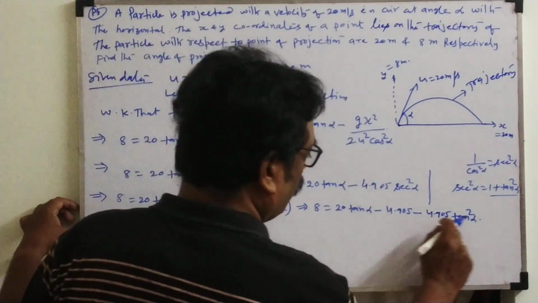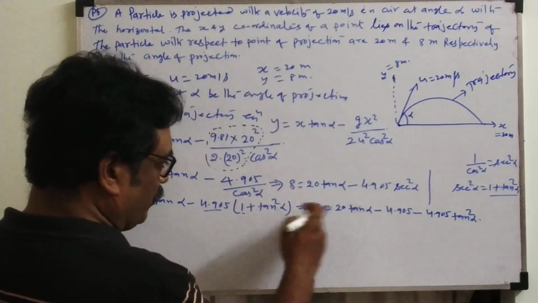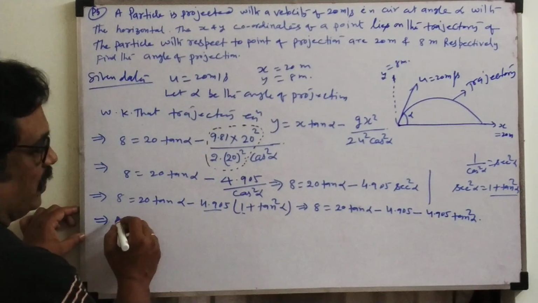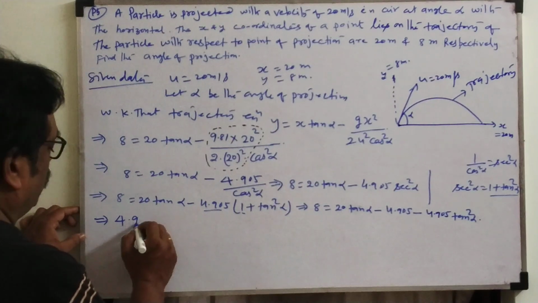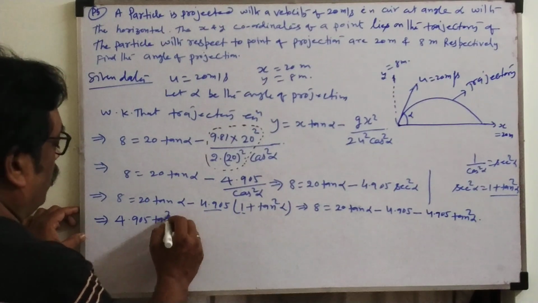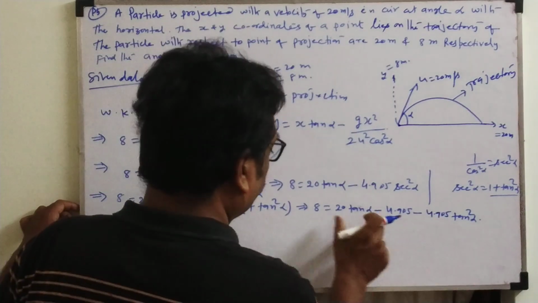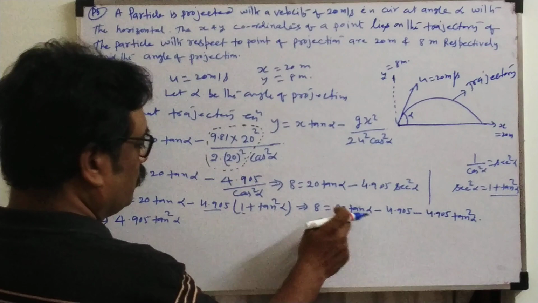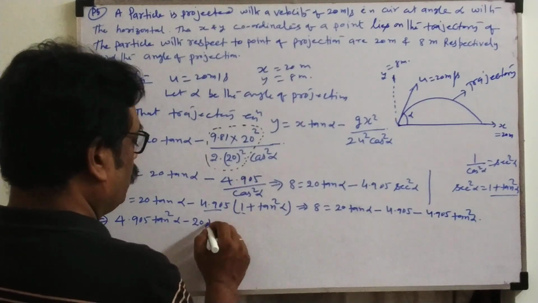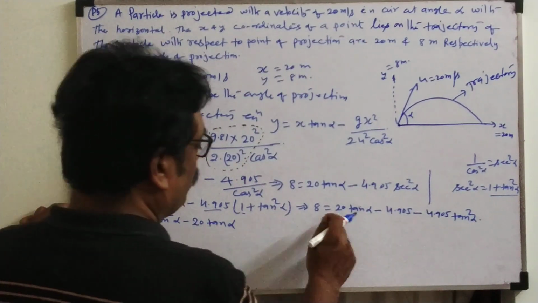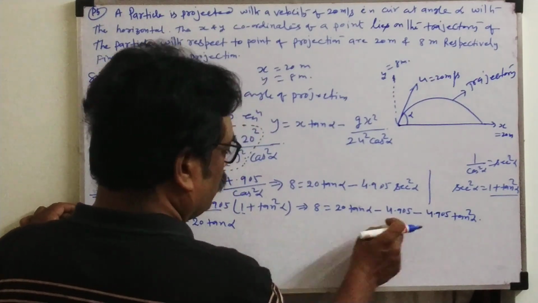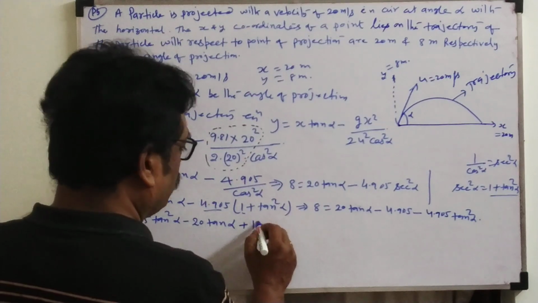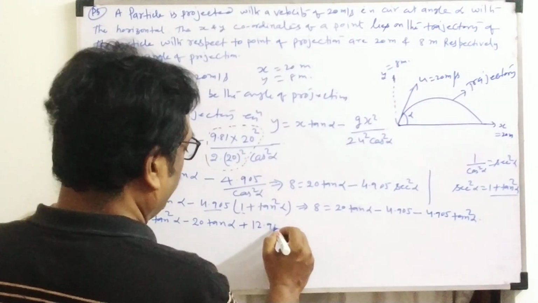Now this whole right side we bring to the left side. So what will come? This is a second degree equation, so arrange in this order. First the second degree term: 4.905 tan square alpha. Then bringing 20 tan alpha this side, it becomes minus 20 tan alpha. Then you bring 8 this side, so minus 8 plus 4.905 will come, plus 12.905.